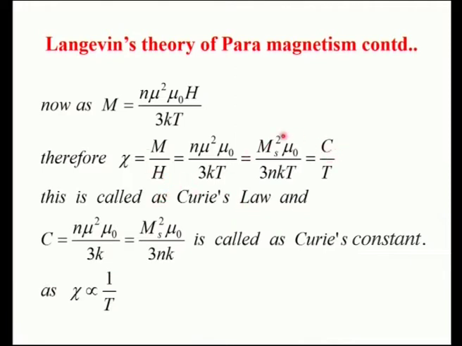If you do that, then the right hand side remains a constant divided by temperature. This N mu square mu naught by 3 k B can be taken to be a constant, which is known as the Curie constant, which was mentioned earlier. And so chi is found to be proportional to 1 by T. The behavior of the curve will be somewhat like this, which we had seen in the previous lecture.